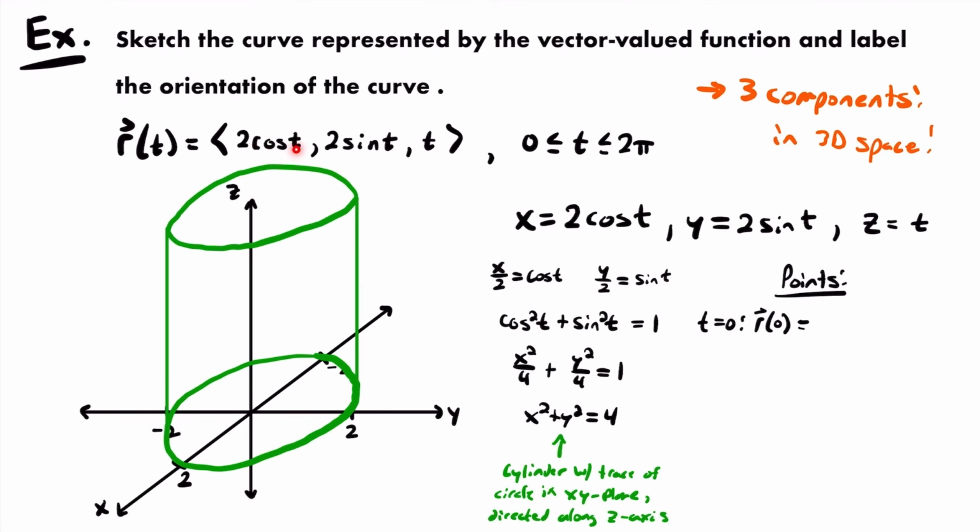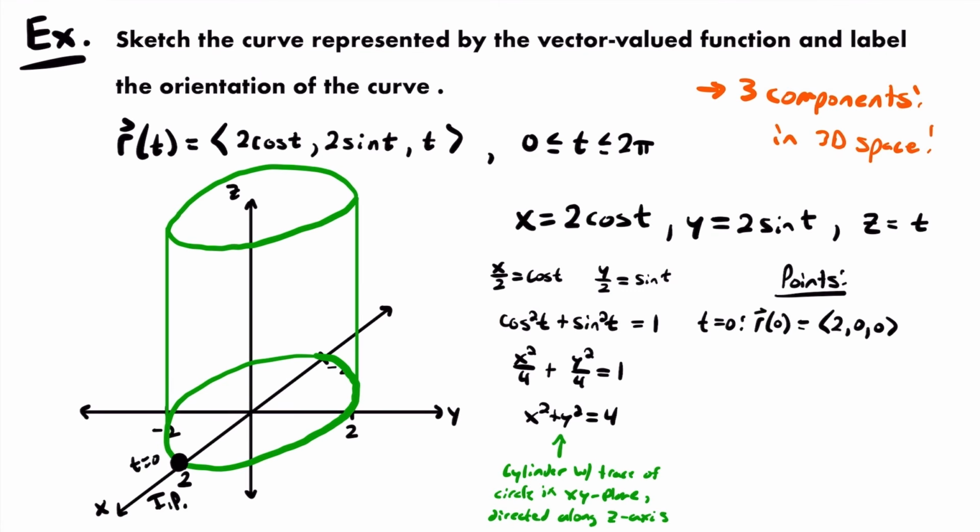So cosine of 0 is 1, so you'll have 2 times 1. Sine of 0 is 0, so that will be 0. And then t equals 0 is just 0. So our vector is 2, 0, 0. So the terminal point of 2, 0, 0 for that position vector gives us our initial point for the space curve. So let's plot that. We're just going to be at an x value of 2, so that will be right here. So we'll plot our initial point. That is for t equals 0, and that is the initial point.